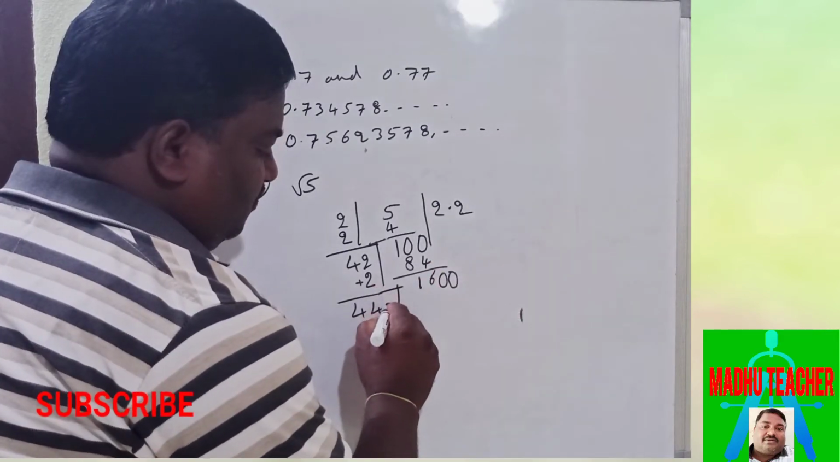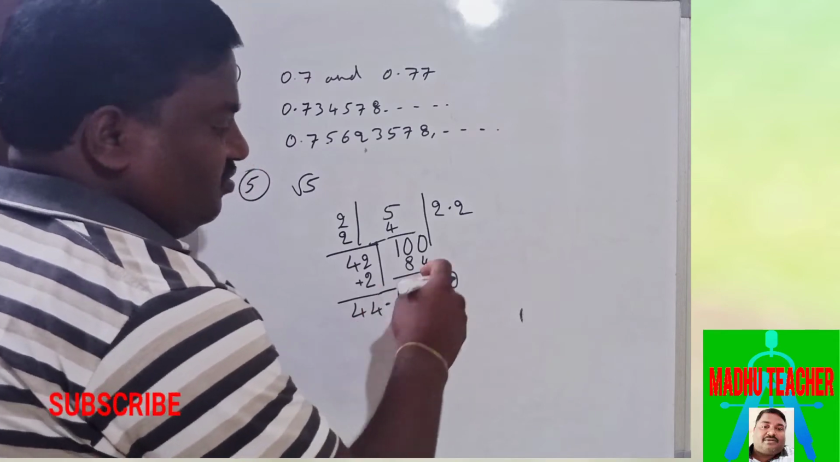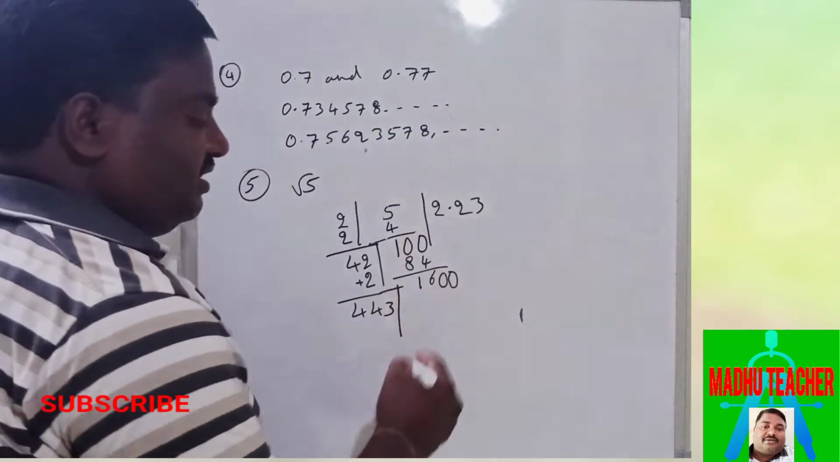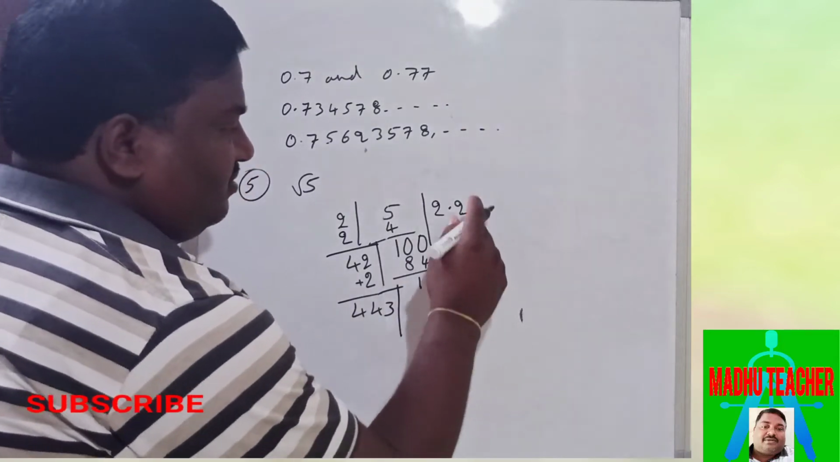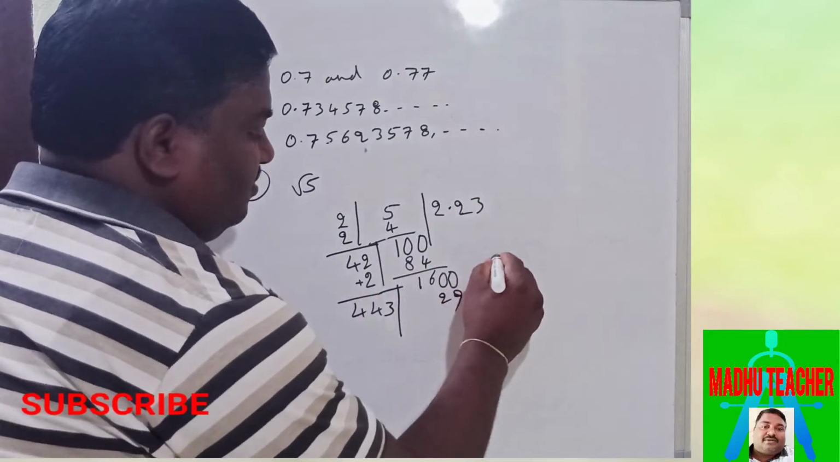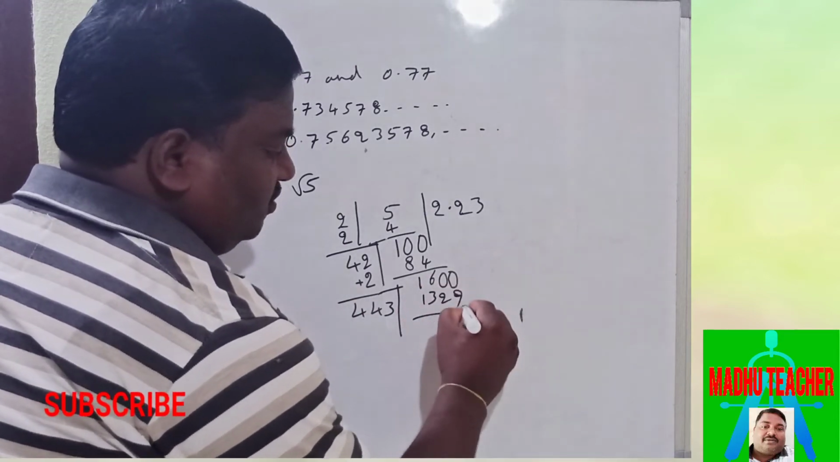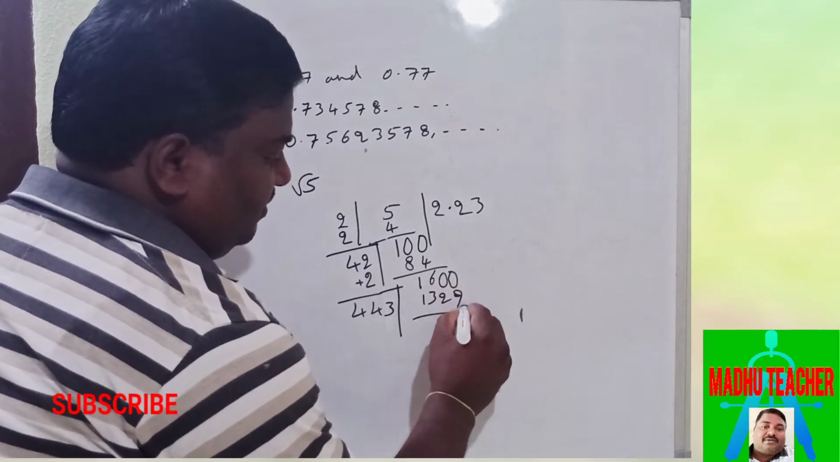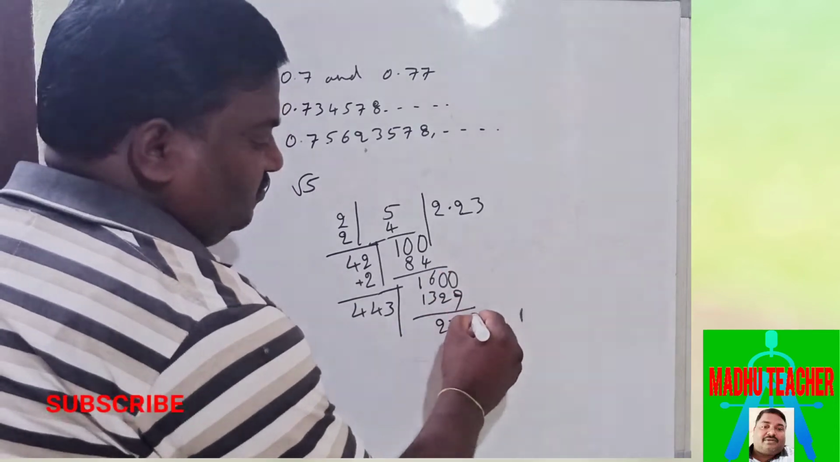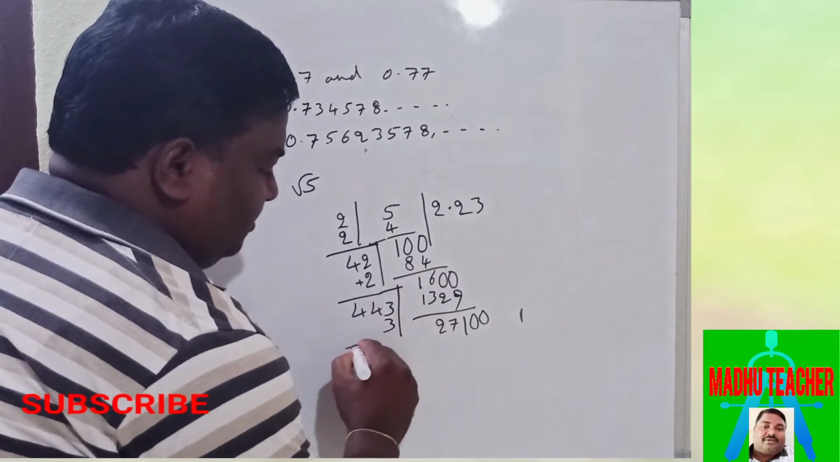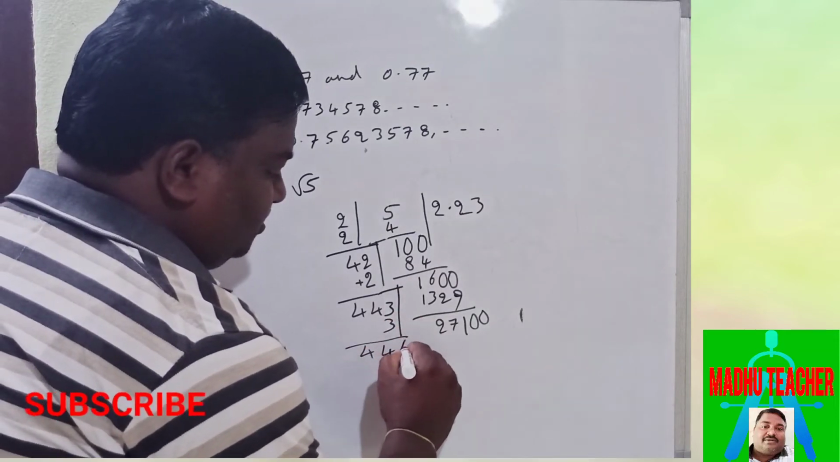If you take 4, 4 4s are 16, so we'll get more than 1600. That's why I'm taking 3. Take 3. 3 3s are 9. 3 4s are 12, plus 1, 13. We'll get 1, 7, 2, and two more zeros. Add 3, we'll get 4, 4, 6.